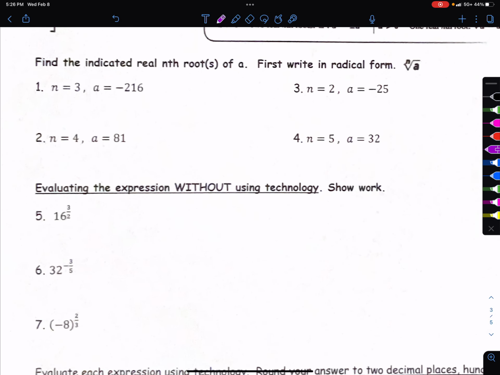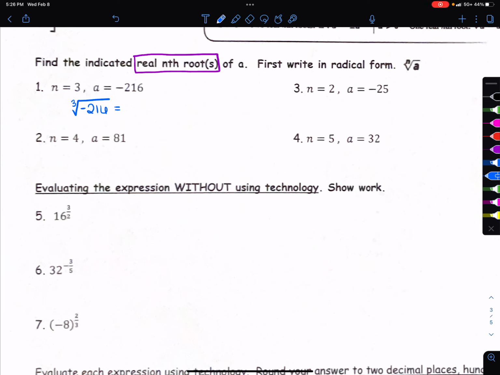All right, the first one. The indicated real root. When it says real, that's what I need to worry about, positive and negative, if it was an even root. So here I have negative 216 is the radicand, and 3 is the root. 3 is an odd number, so it's an odd root. I don't have to worry about plus or minus.